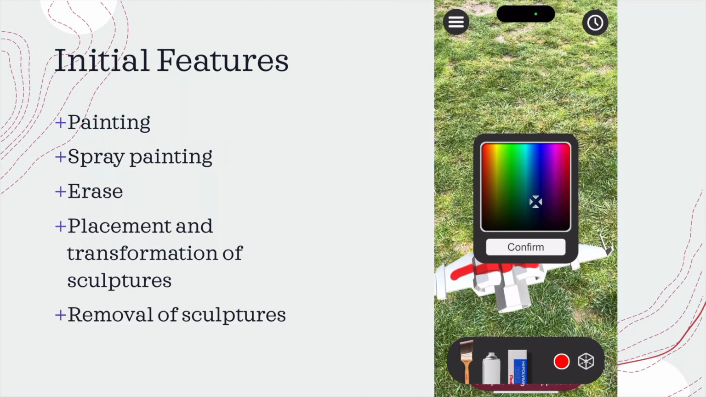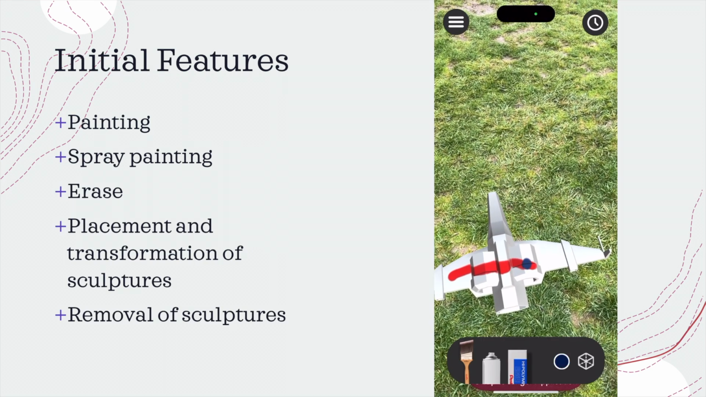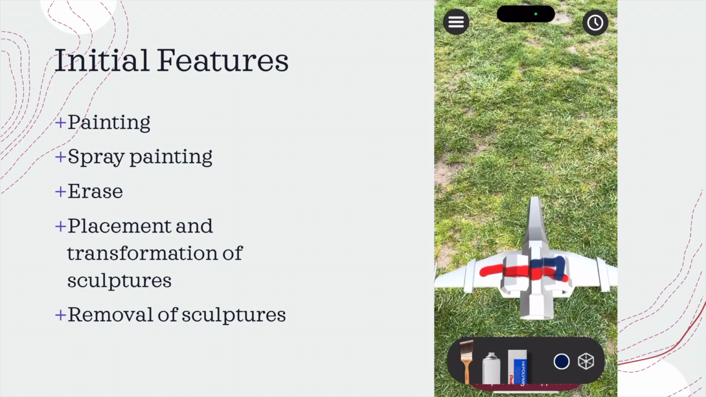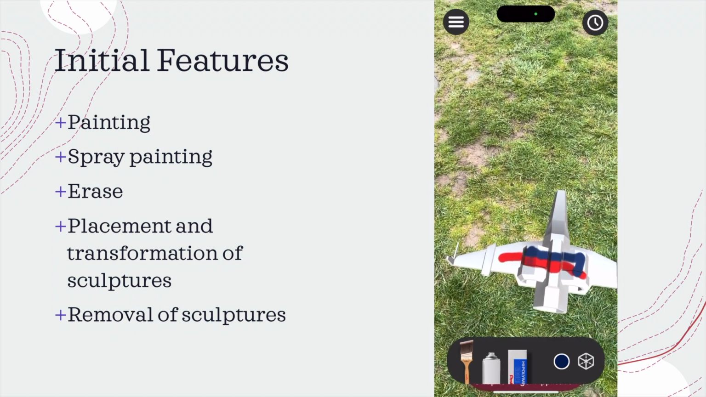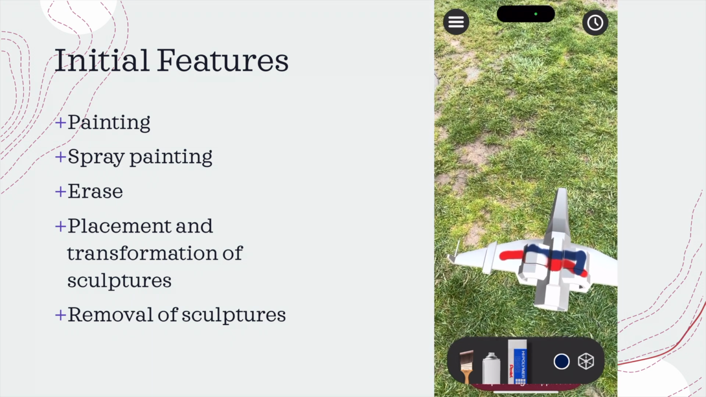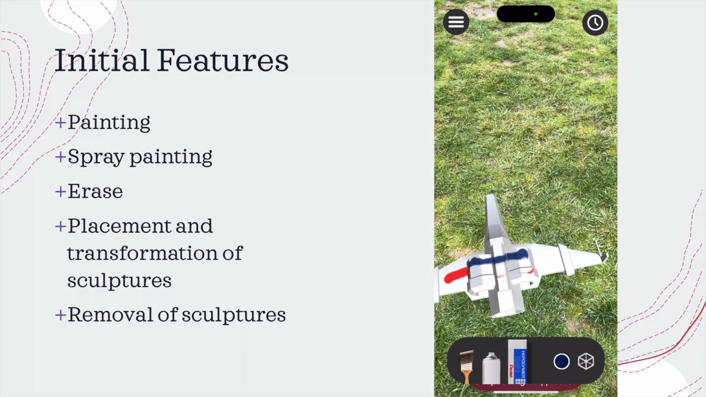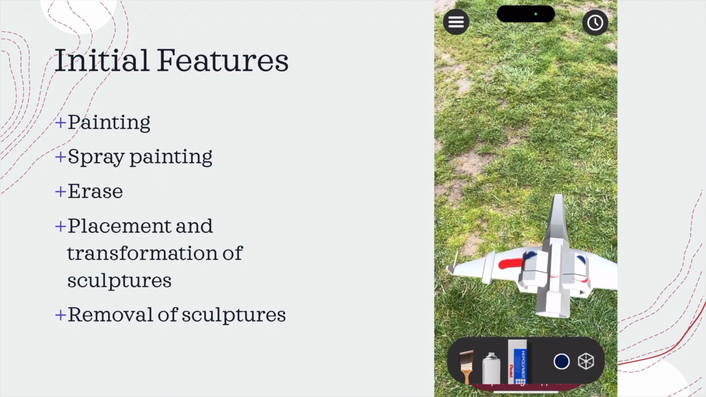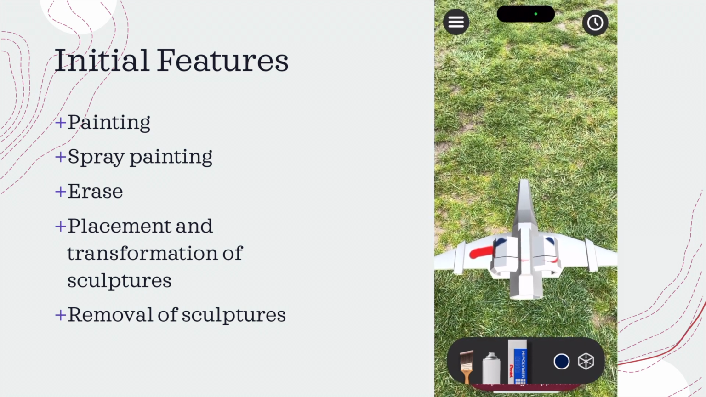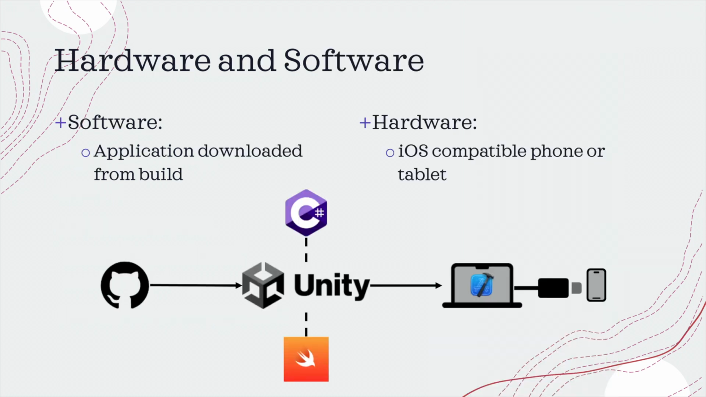SculptAR initially allowed users to place objects in the world and use a paintbrush or spray paint tool to draw on them. They could alter the scale of the sculpture using a transform tool, erase prior illustrations, or remove the sculpture altogether. The team used GitHub to house assets and code, as well as for version control, built the application in Unity, and added functionality through Swift and C#. The application is run and built on an iOS device.